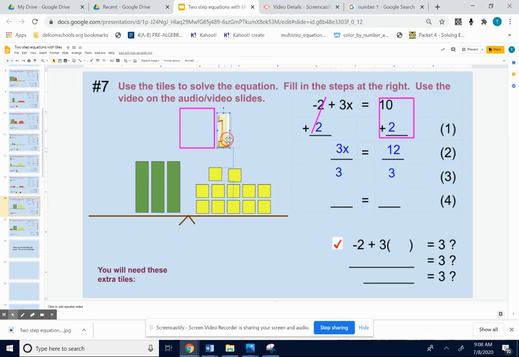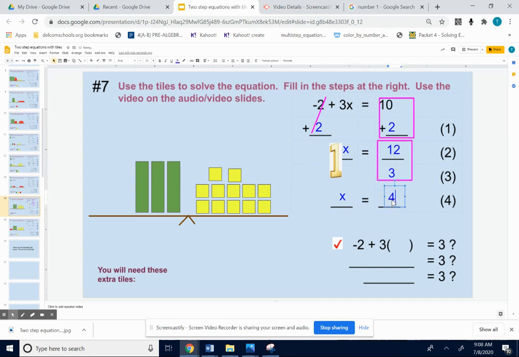On the left, 3 divided by 3 is equal to 1. So the left side is 1x. 1x is just x. On the right-hand side, we have 12 divided by 3. You see that? It's just a computation thing here. 12 divided by 3 is 4.